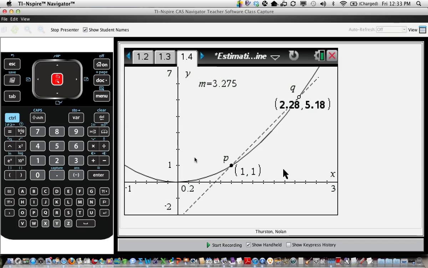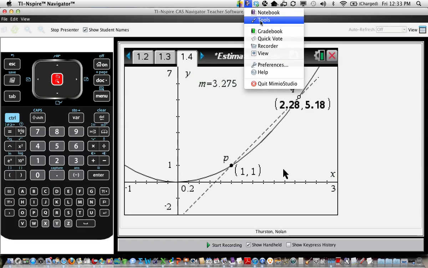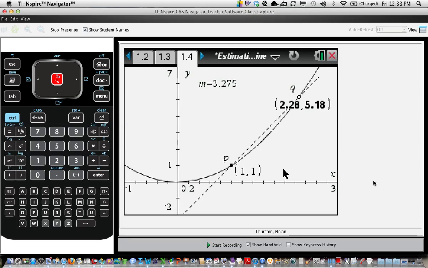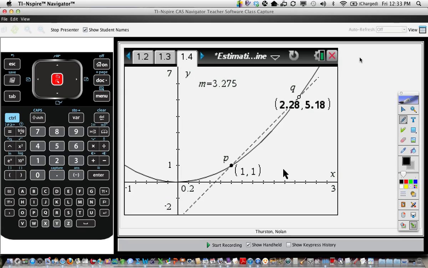But we want to actually do some slope calculations. So we could, by hand here, do this slope calculation, right? Like right now, I could do 5.18 minus 1 and 2.28 minus 1, and then I would get that, right? And so what I would like to do is do a bunch of slope calculations as we get closer and closer and closer. But we're going to let the power of the calculator work for us here a little bit.